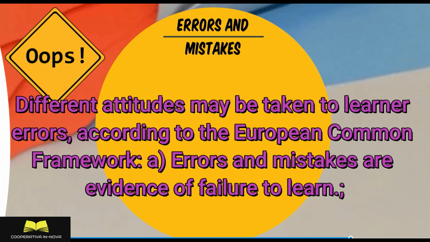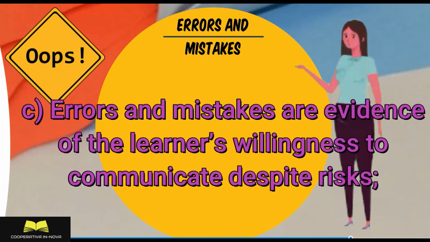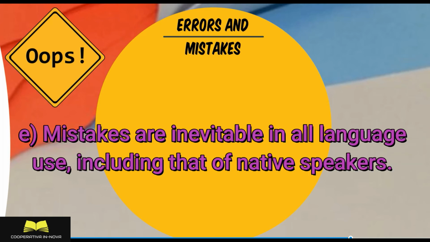Different attitudes may be taken to learner errors, according to the European Common Framework. A. Errors and mistakes are evidence of failure to learn. B. Errors and mistakes are evidence of inefficient teaching. C. Errors and mistakes are evidence of the learner's willingness to communicate despite risks. D. Errors are an inevitable, transient product of the learner's developing interlanguage. E. Mistakes are inevitable in all language use, including that of native speakers.